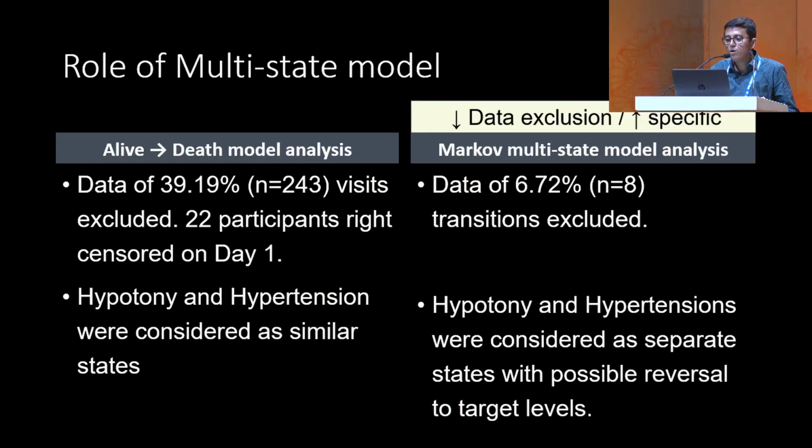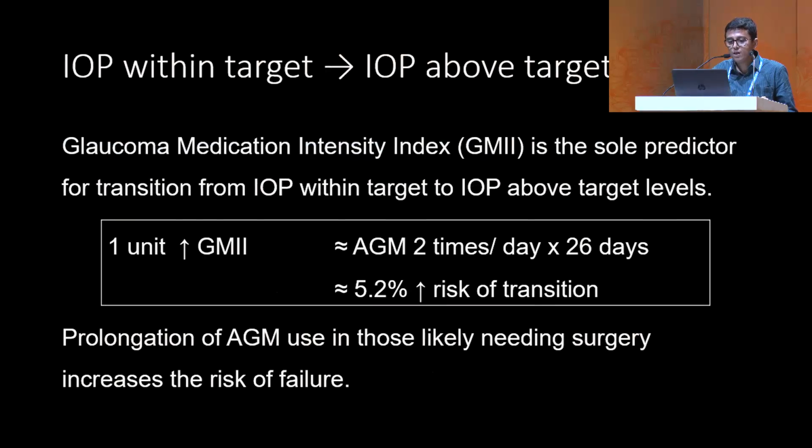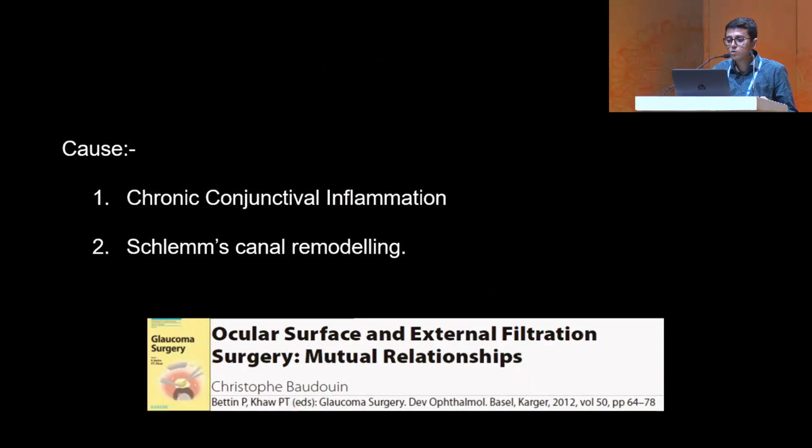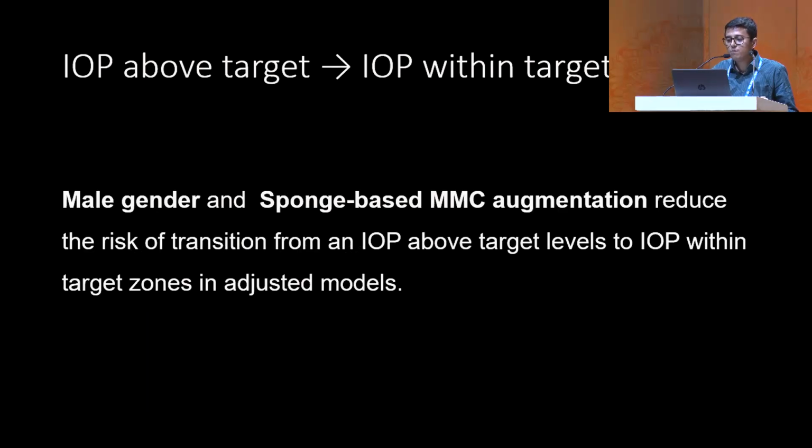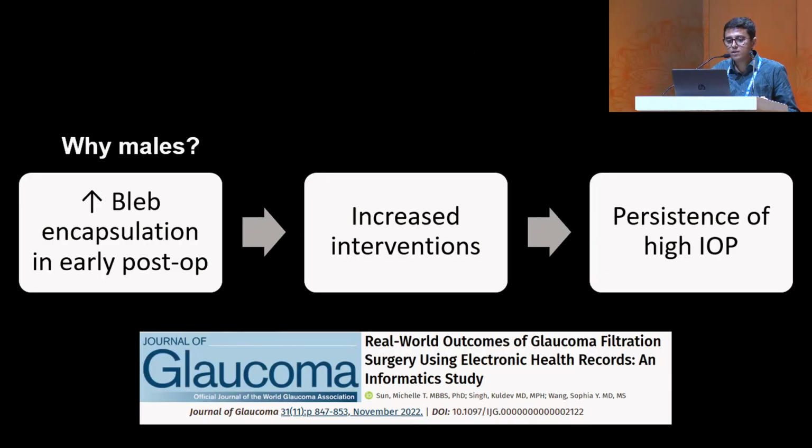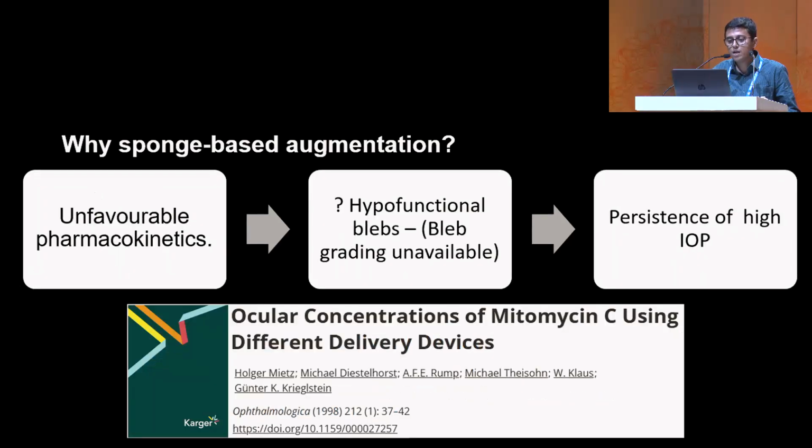Discussions. We found that the multi-state model reduced data exclusion from 39.19% in the alive-death model to 6.72% and was more specific. Prolongation of anti-glaucoma medication use preoperatively increased the risk of high IOP postoperatively. This was probably related to chronic conjunctival inflammation and Schlemm's canal remodeling. Male gender and sponge-based MMC reduced the likelihood that IOP above target levels would recede to IOP within target zones. This was possibly related to increased risk of bleb encapsulation in males and hypofunctional blebs with sponge-based augmentation.